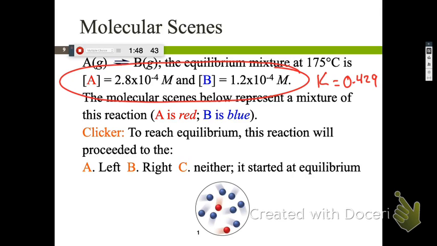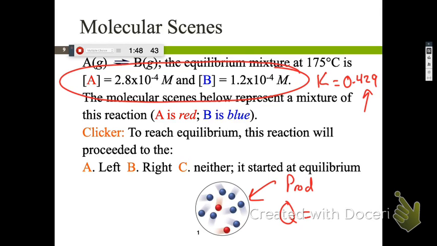So do we have more products or reactants at equilibrium? The denominator is bigger, so that means we have more reactants. Is that what's shown down here? So then does the reaction proceed to the left, to the right, or is it stable? So we know that at equilibrium we have more reactants than products. Is that true down here? So here we have more products.